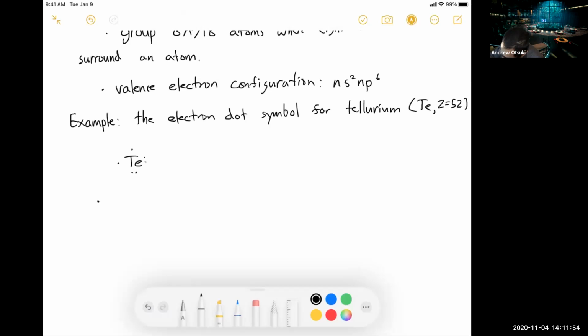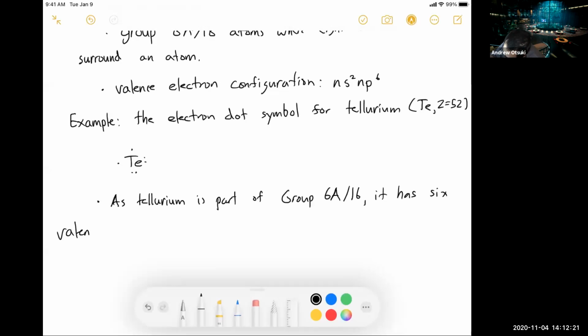So how do we know there's 6? Well, we look in our periodic table, as tellurium is part of group 6A / 16, it has, all right, so that is our timer. It has 6 valence electrons. So that's how I expect you to translate between going from valence electrons to the Lewis symbol or Lewis dot symbol. And that's how we could represent the element in its neutral state, or the neutral element on the periodic table.